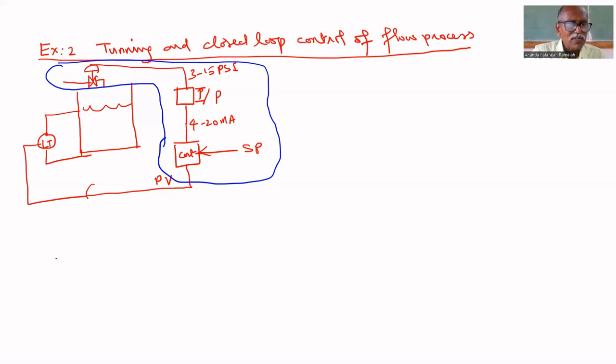In that case, what is the process? Process will be looking like this. Through this, some flow rate is there. For example, a diesel engine. Diesel engine has to be, the speed has to be controlled irrespective of load.